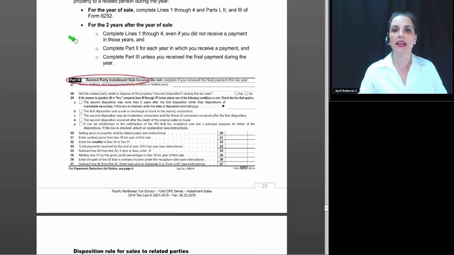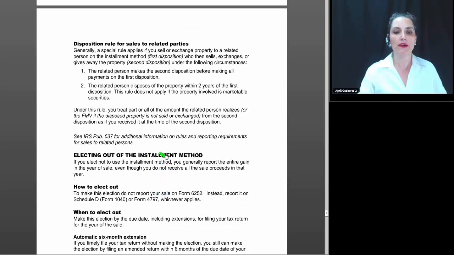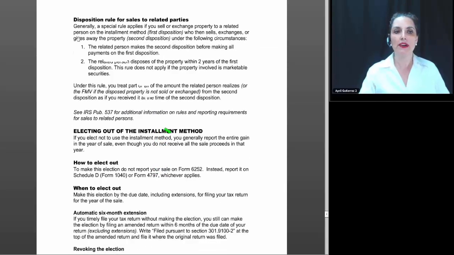And for 2 years after the year of sale, complete lines 1 through 4, even if you did not receive a payment in those years, and also complete Part 2 for each year in which you receive a payment, and complete Part 3 unless you receive the final payment during the year. There are some disposition rules to bear in mind for sales to related parties.